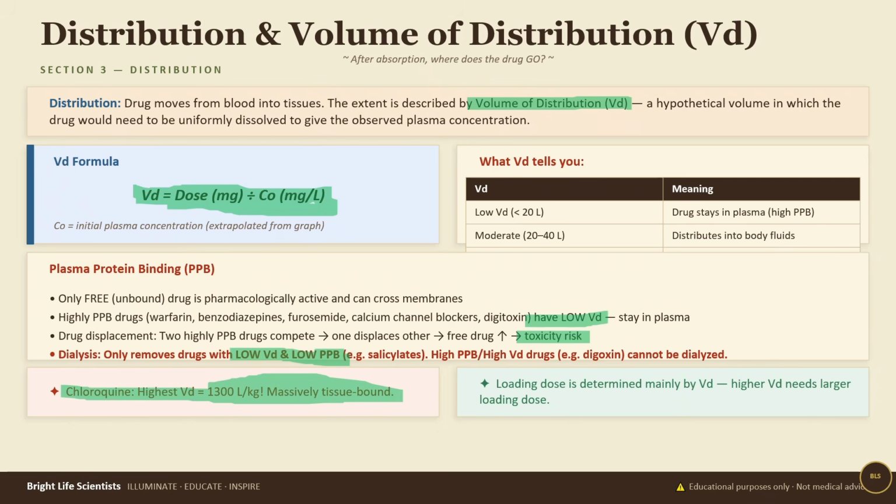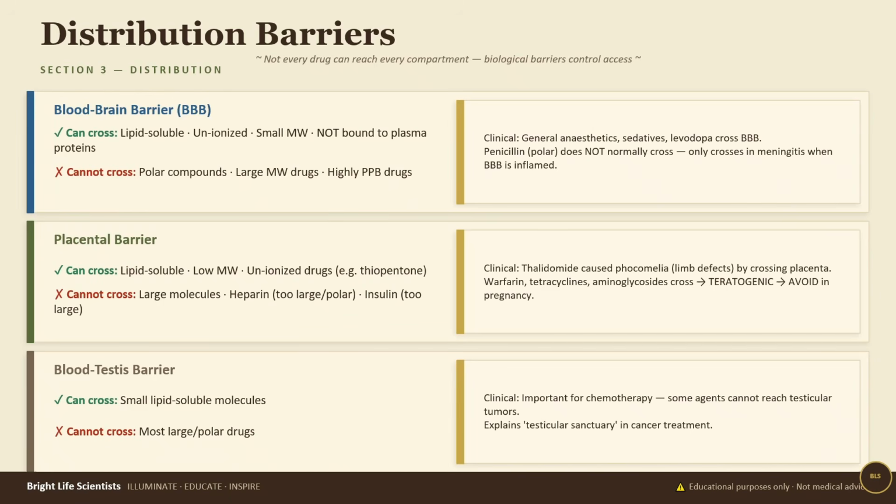Now, let's talk about distribution barriers. You need to know that not every drug can reach every part of the body. Yeah, you need to know that. There are specialized biological barriers that prevent access to specific compartments. Here we have the blood-brain barrier, the triple B, BBB, placental barrier, and blood-testis barrier.